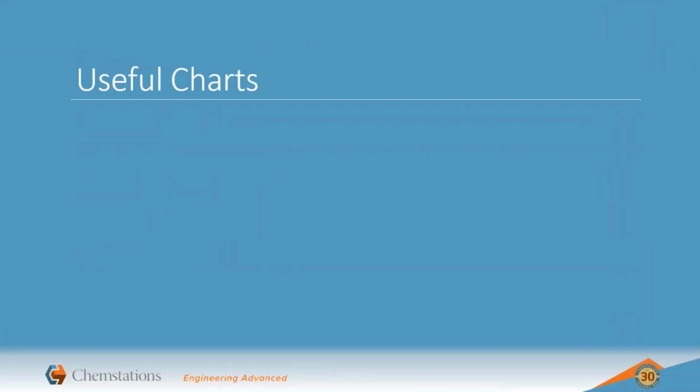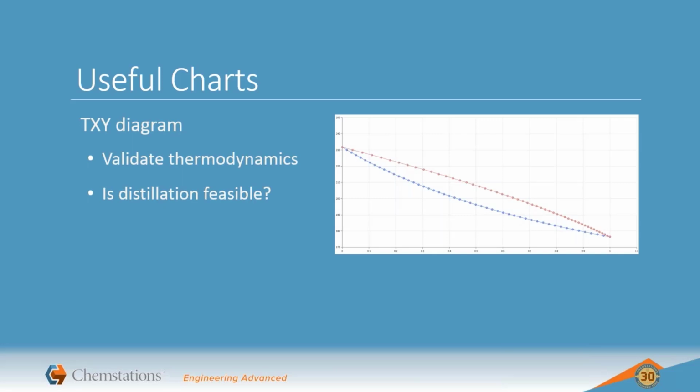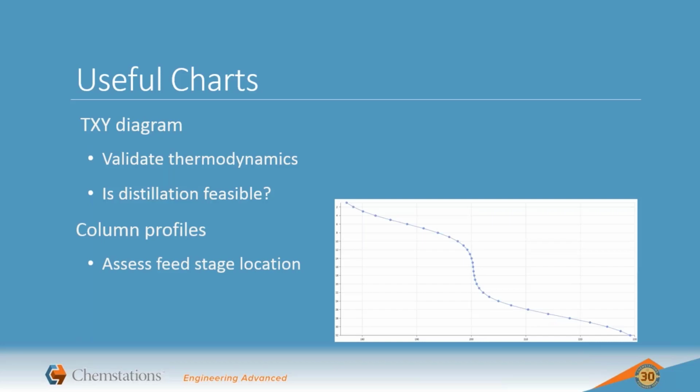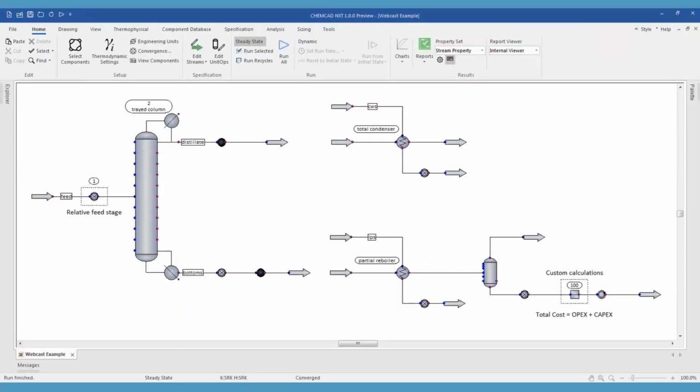When modeling a separation process, it is useful to look at the TXY diagram to validate the thermodynamic selection and determine if distillation is even feasible. And once the column is specified and run, plotting the temperature profile can show if the current feed location is optimum or not, depending on how smooth the profile is. These are the charts that I'll show you how to generate and customize. So now we are ready to jump into CHEMCAD for a live demo of the charting tools.